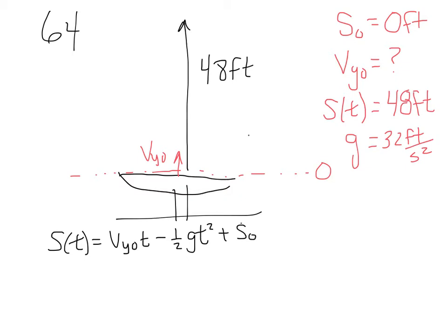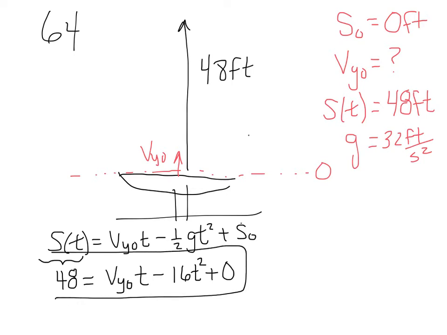Now, we know that at some time t, we want the height to be 48 feet, so we plug in 48 for that. We don't know what VY initial is, that's what we're looking for. We don't know the time either. But if we plug in 1/2 of g is 16, and the initial height is 0, we get this function.